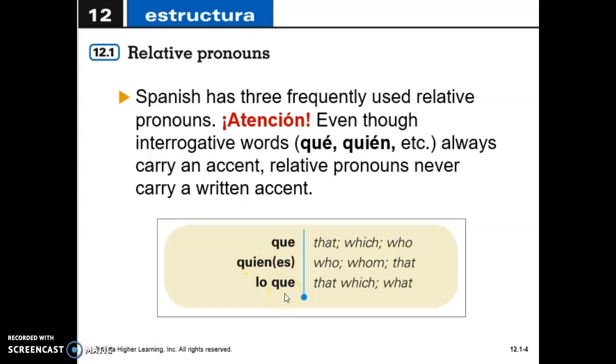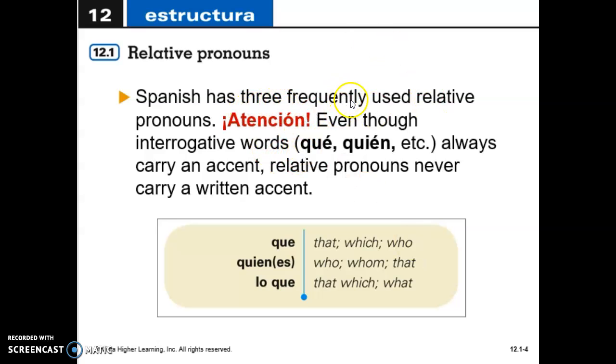Okay, so in here you have to pay attention that quien is only going to refer to people, and que refers to items or things, but it can also refer to people. Now, however, that is not going to happen with quien. Quien will always only relate to people, okay?